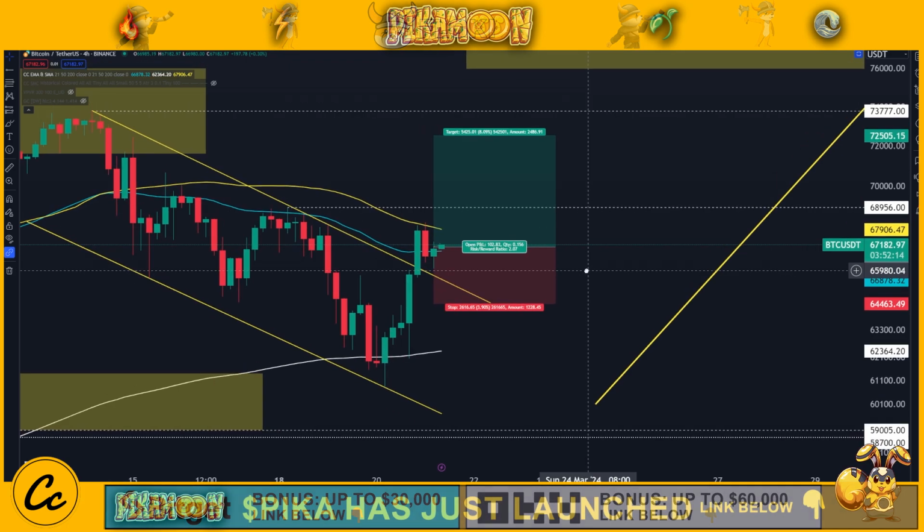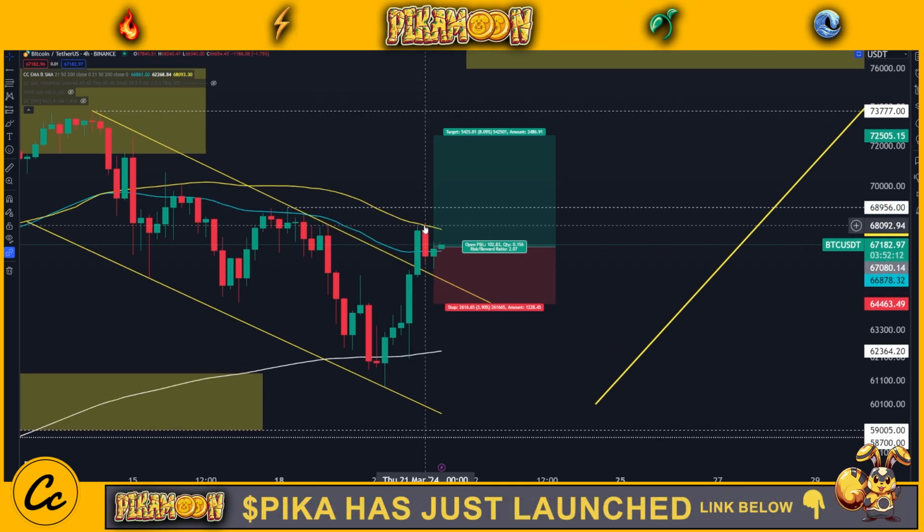Ultimately, there is another breakout situation that could occur, which will be a closed position above the 50 SMA, which is the yellow line coming through here. At the moment, that is $67,906.